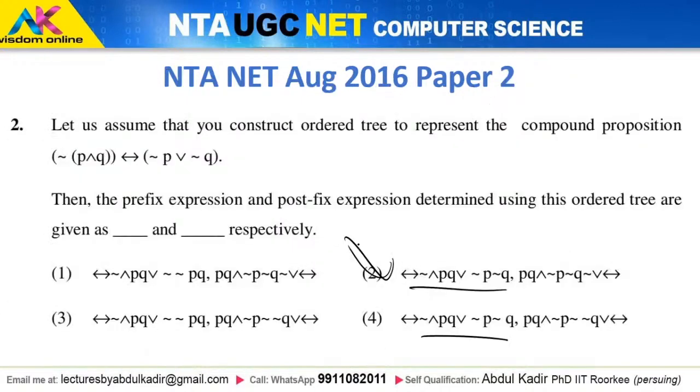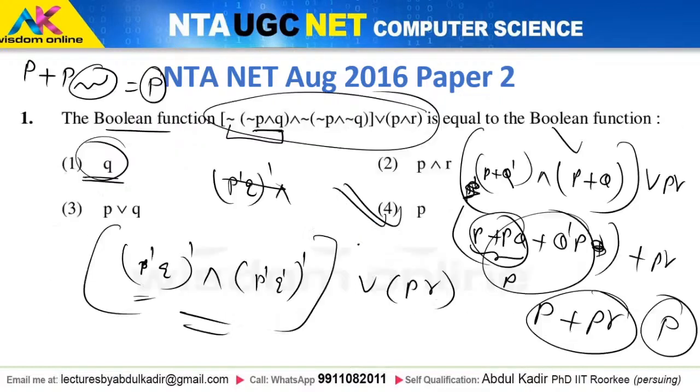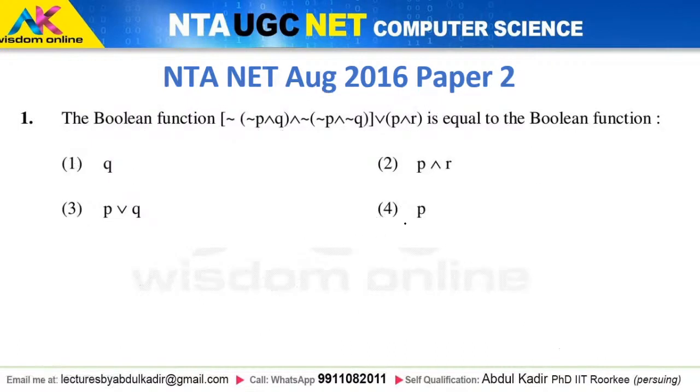This is a question of compiler design. In compiler design we draw something called a syntax tree. In the previous question the answer is P. We have solved this question using the De Morgan formula, but you can also solve it by option elimination.